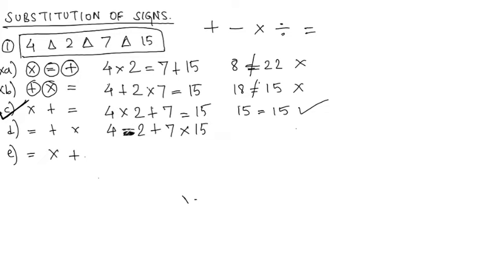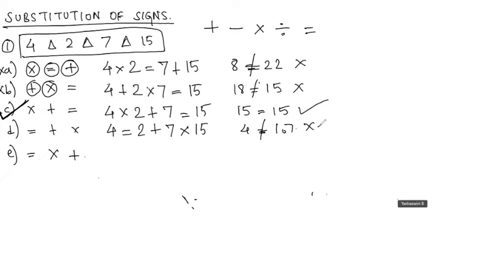4 equal to 2 plus 7 into 15. Yes, ma'am. Okay, so before equal to it is 4. After equal to, you should find that expression. So what is 15 into 7? 105. 105 plus 2? 107. 4 equal to 107. It is not equal. So even this option is wrong.